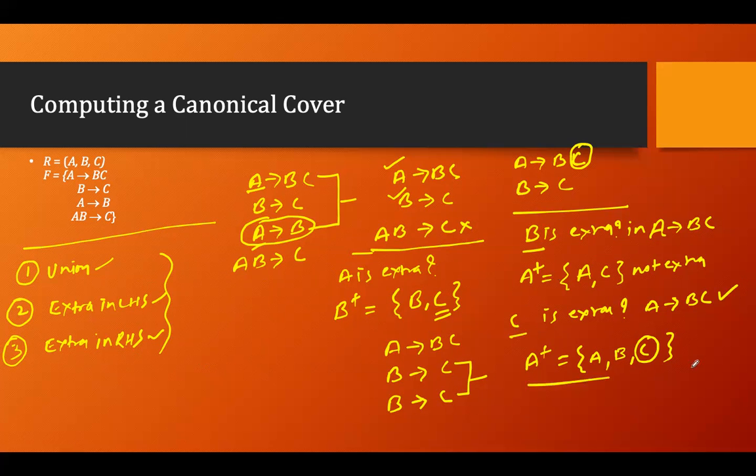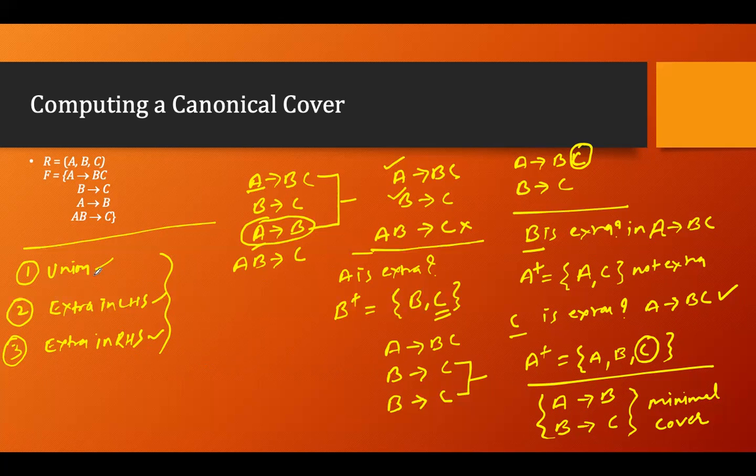So what is my minimal cover right now? A determine B and B determines C. This is my minimal cover, and this is the answer. A determine B, B determines C. Right? So we have found the extra in the left as well as we found extra in the right. And this is the procedure that we have to follow.